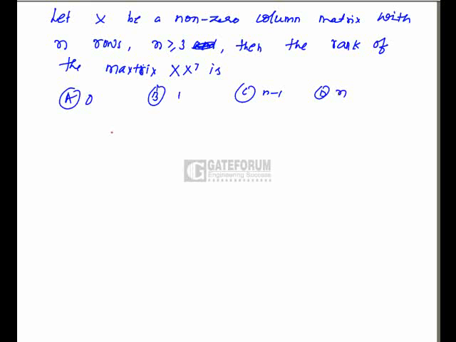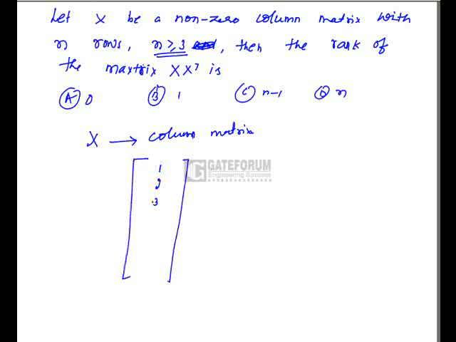Let's look into this problem. It is given that X is a non-zero column matrix with n rows and n is greater than or equal to 3, so the minimum matrix is third order. Then what is the rank of the matrix X into X transpose? X is a column matrix. Let us take a column matrix with n rows, and the elements be 1, 2, 3, and so on up to n. This is X. Now X transpose will be again 1, 2, 3, 4, and so on up to n.